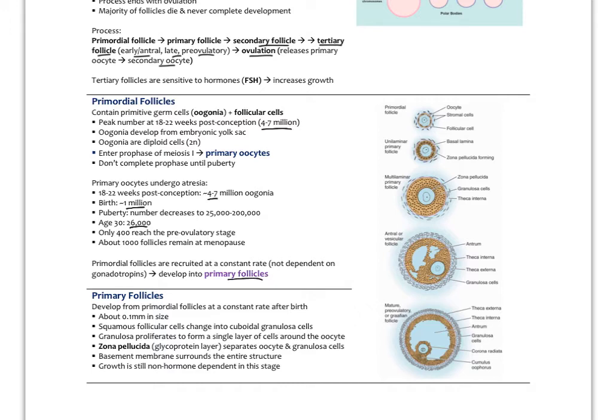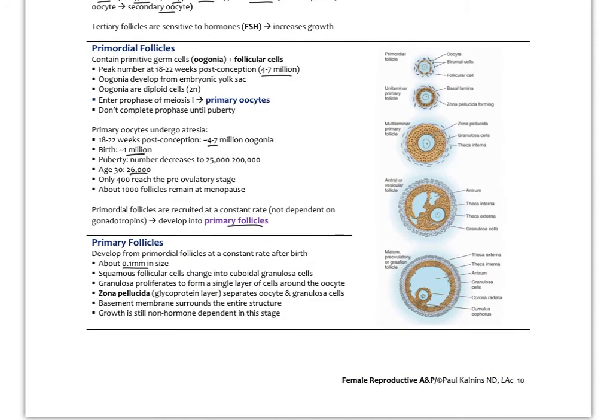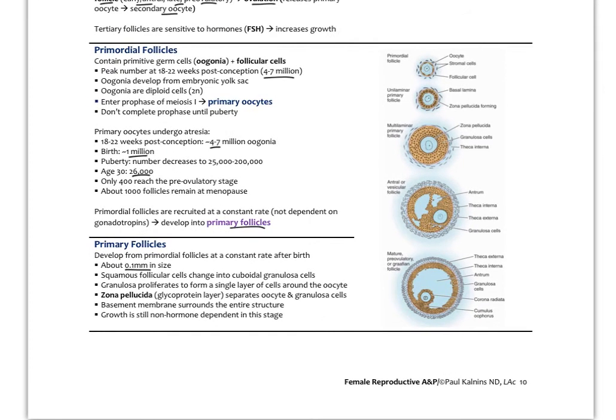The primary follicles, again, developing from the primordial follicles at a constant rate after birth, are about 0.1 millimeter in size, so they're just visible to the naked eye without a microscope. The squamous follicular cells that surround the primordial follicles change into cuboidal granulosa cells. So you can see that here. Here's a primordial follicle up here, and here's the primary follicle. Now we have more cuboidal granulosa cells, and they form a single layer around the oocyte.